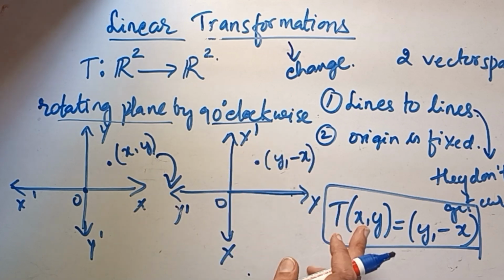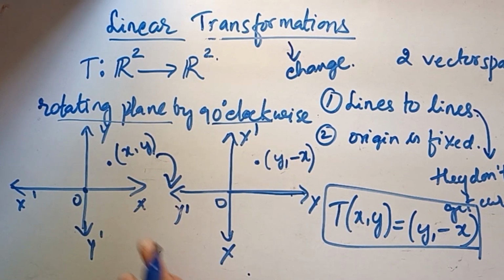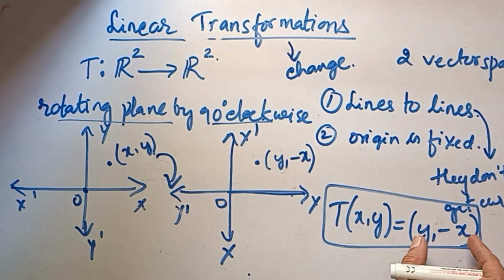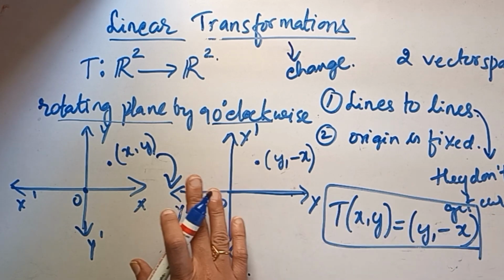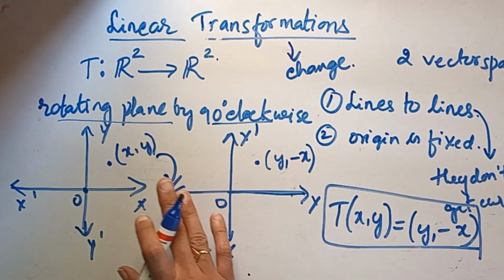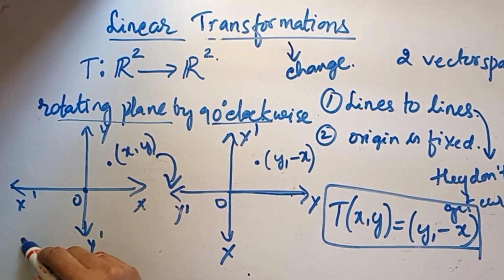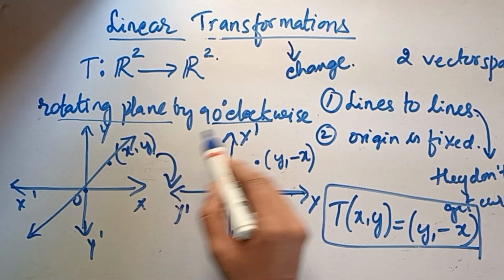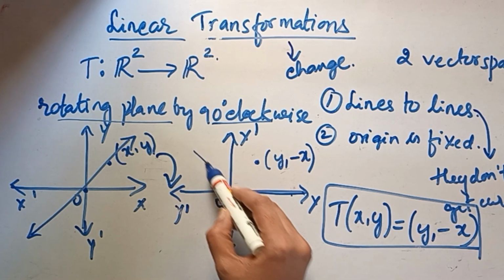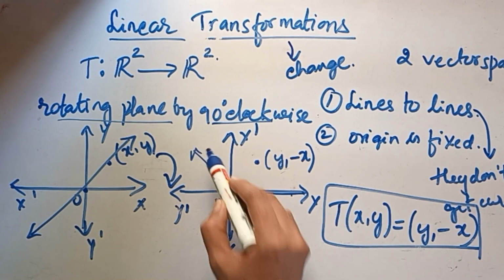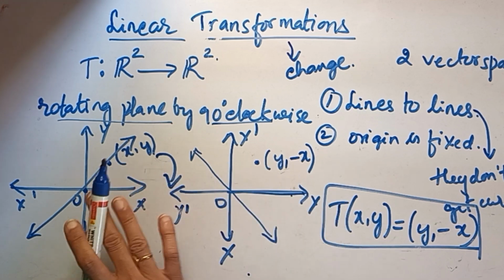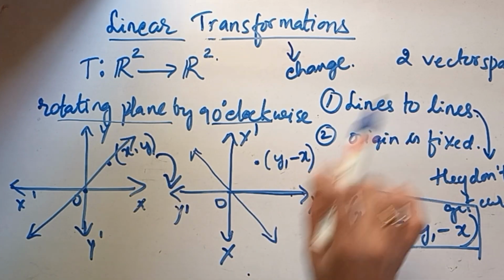You have to check, is it a linear transformation? Definitely there is a change. This is how the coordinates are getting changed after applying the transformation. Is it a linear transformation? Look here. Consider a line passing through the origin. After applying the transformation, that line may come here, but still it remains a line. It is not getting curved. Therefore, this transformation is a linear transformation.